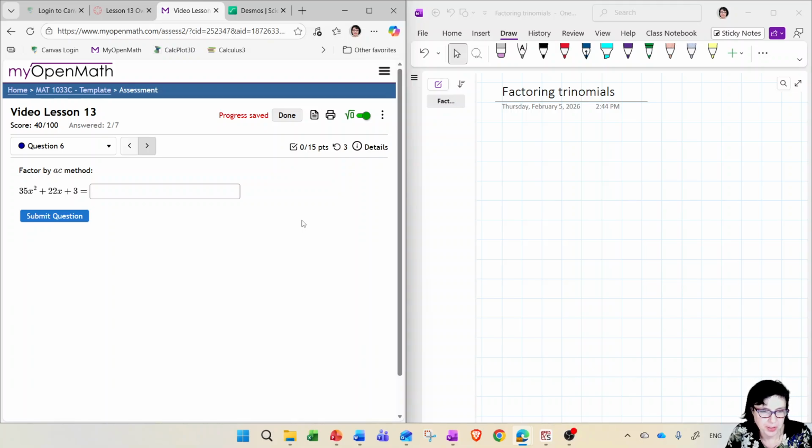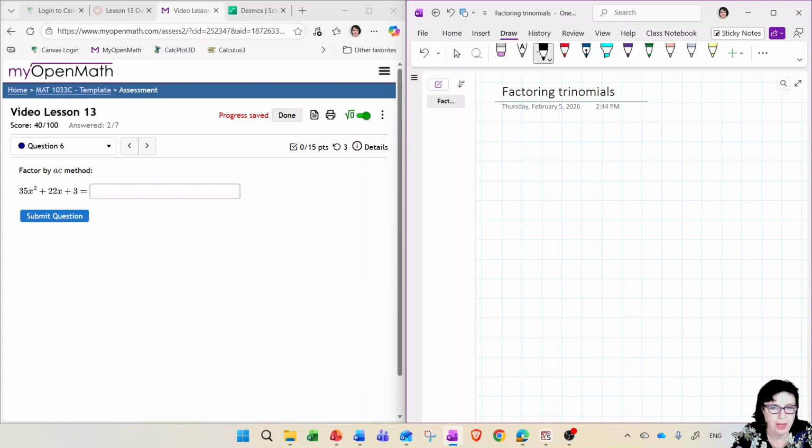Okay, guys, in this video, we will introduce the AC method of factoring, but this is going to be more complicated. And so you will only have just the basic of the basic example. Okay, we got 35x squared plus 22x plus 3. The reason why we need this AC method is because the number in front of x squared is not 1, it's 35. So it makes it more difficult. But again, our method of factoring really is going to be modified slightly.